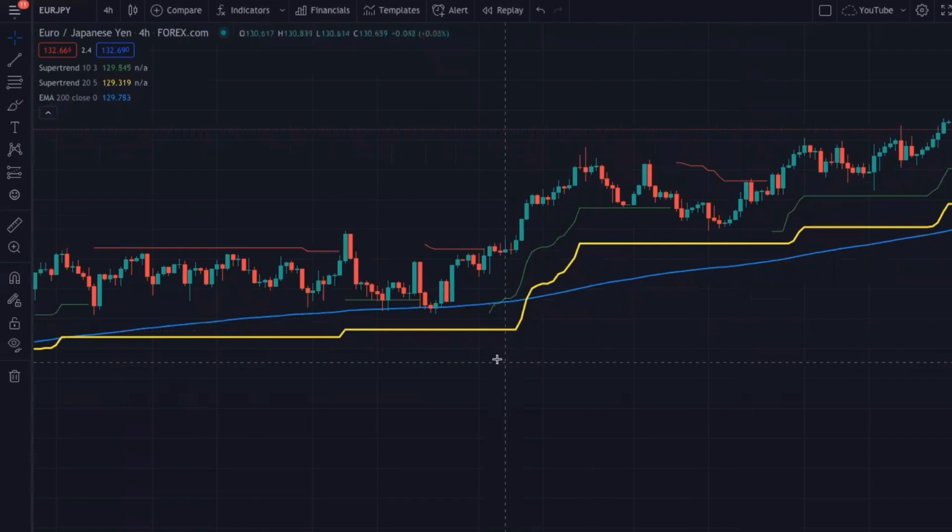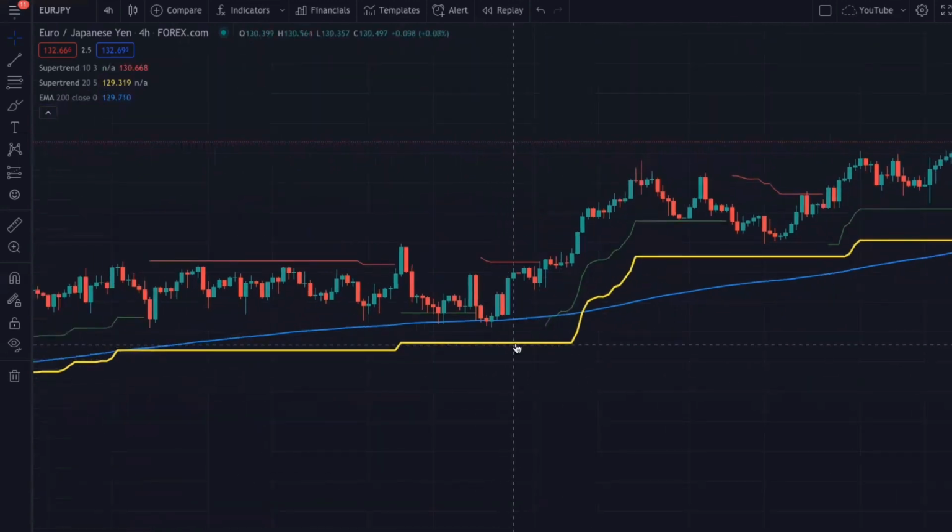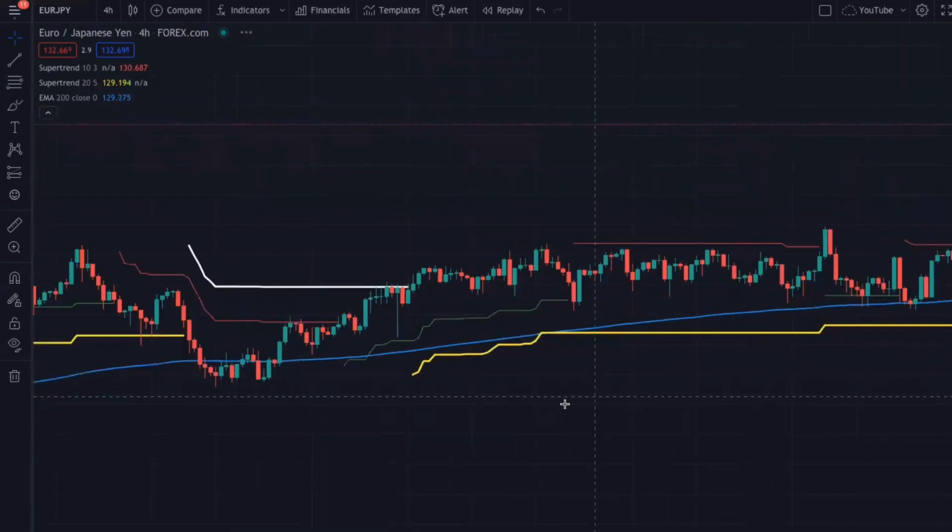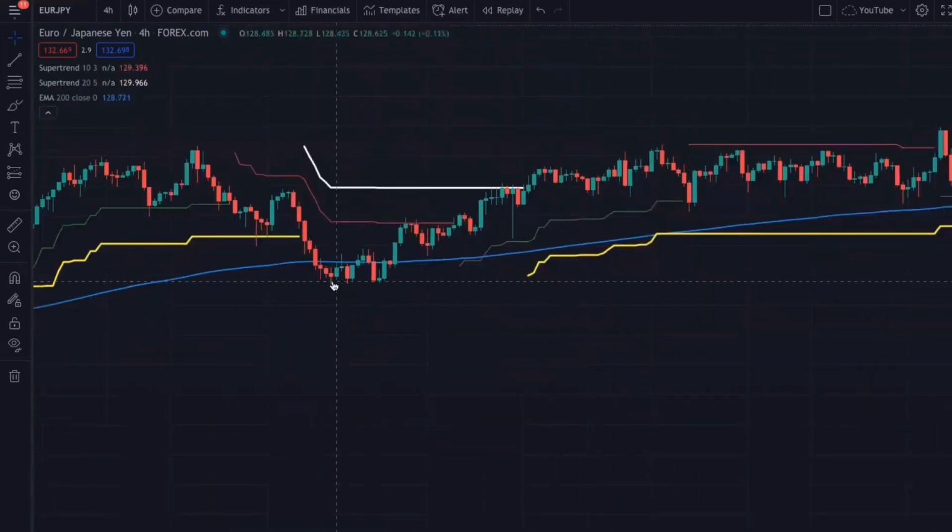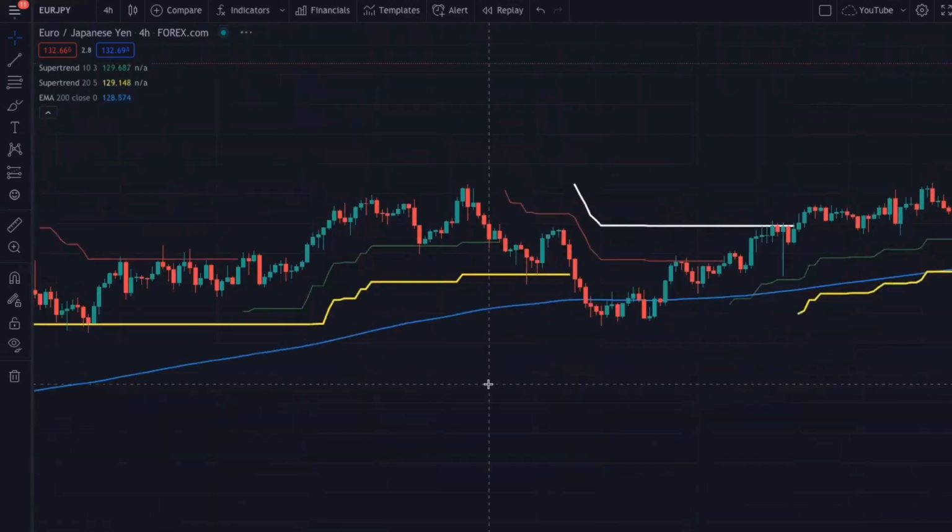Like for instance, great opportunity, great trade right here. Price is above the 200 EMA. Long-term super trend indicator is showing you that it's looking for buy opportunities. This hits right here, right? This candle closes, you get in, and dude, look at all of that profit, right? And then when the price action is below, you're only doing sells.